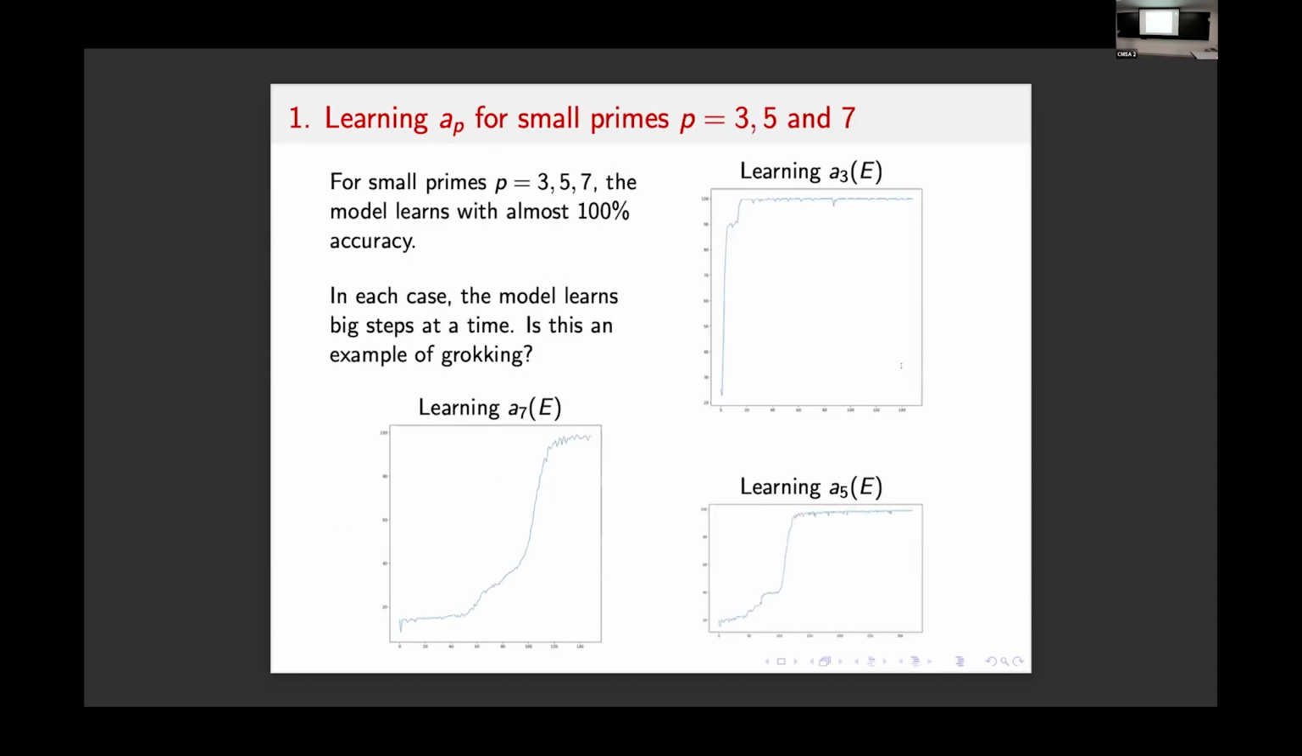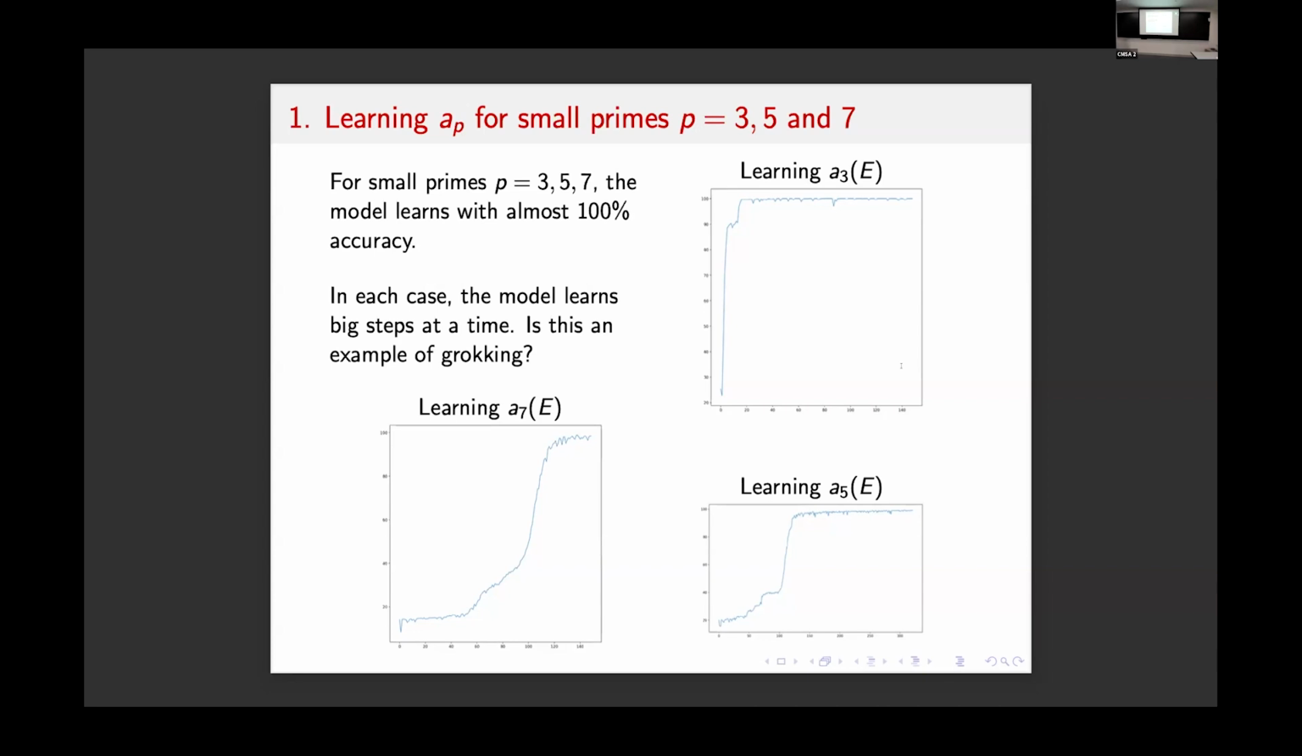So what we got was that the transformer did exceptionally well for the first few primes. You'll notice I don't have A2 here because 2 is usually a weird prime, so we kind of ignored it. But for A3, A5, and A7, it did eventually learn up to almost 100% accuracy.